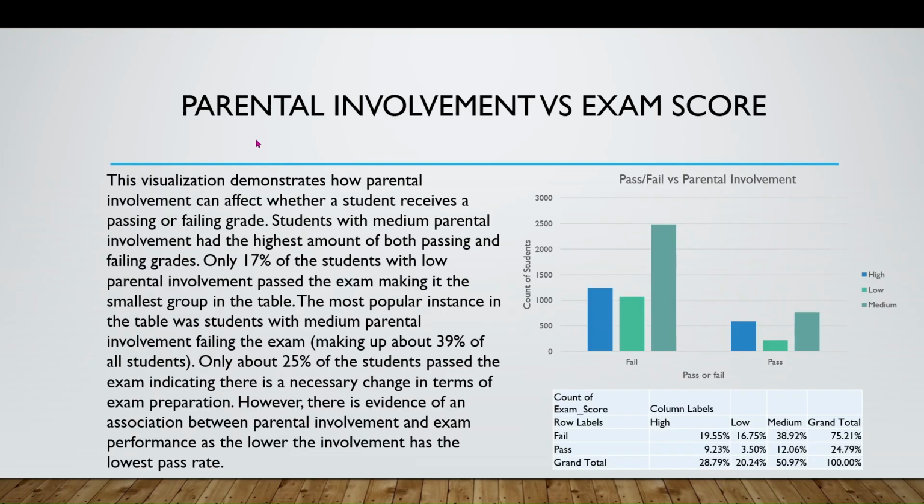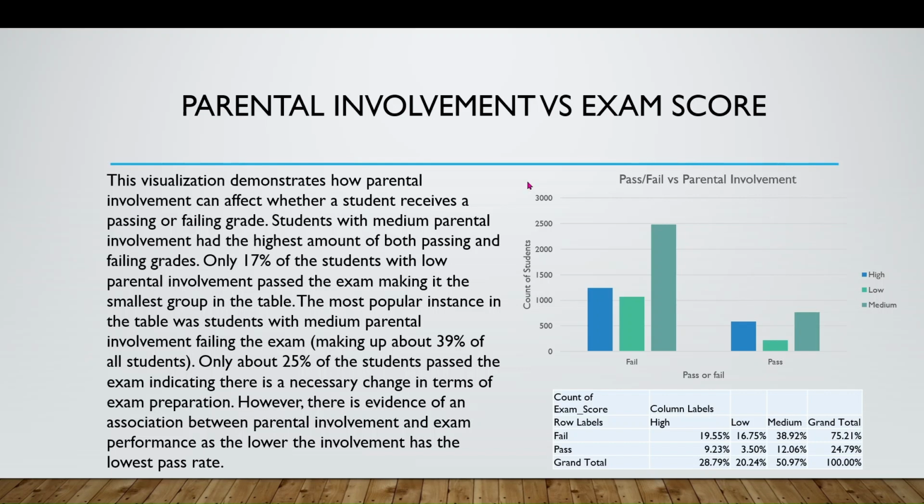To put it together, I put final parental involvement against exam score. Students with medium parental involvement had the highest amount of both passing and failing grades. Only 17% of the students with low parental involvement passed the exam, which made it the smallest group in the table. And the most popular instance in the table was students with medium parental involvement failing the exam. Only about 25% of the students passed the exam, which might indicate there's a change necessary in terms of preparation.